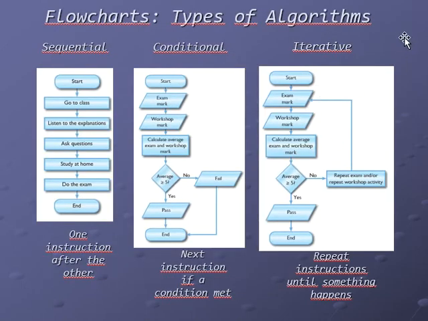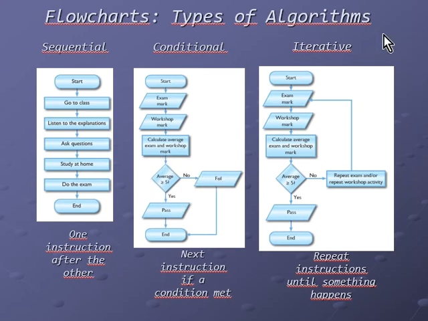So we have three types of algorithms. We have the sequential one, in which we have one instruction after the other. There are no decisions to take. For example, when you go to class, you listen to the explanation, you do the exam, and that's all. We have another type of algorithm in which we have decisions to make. We call that a conditional algorithm. Why? Because there is a condition, and depending on the condition, you take one path or another. For example, when you are taking an exam, if you get more than a 5, then you pass. If not, you fail. So this is a condition with two options.